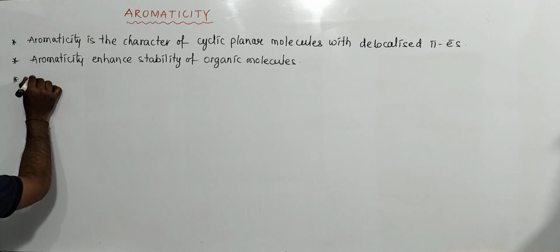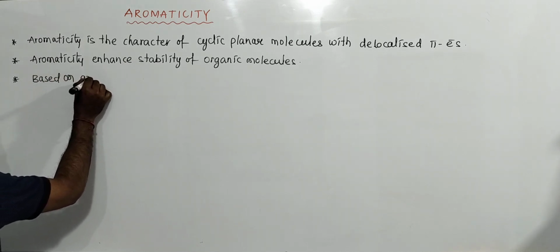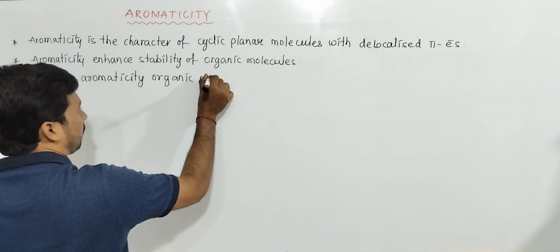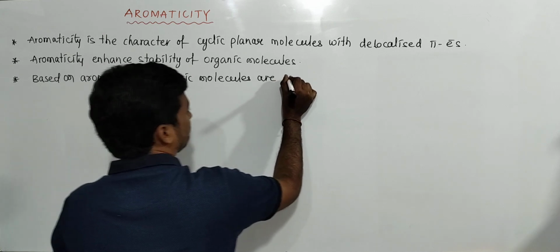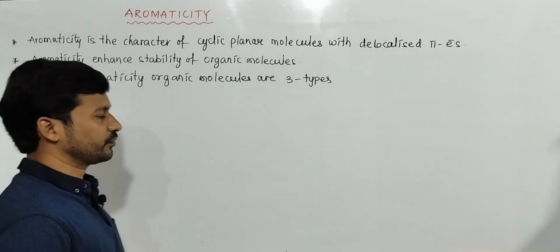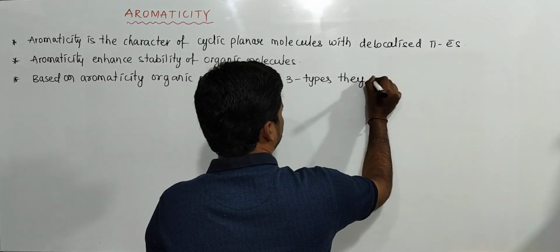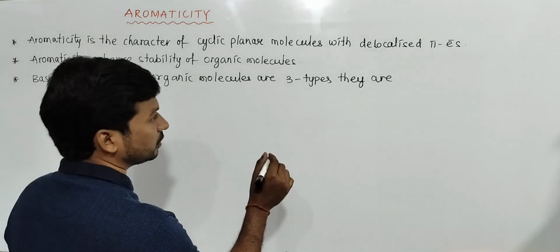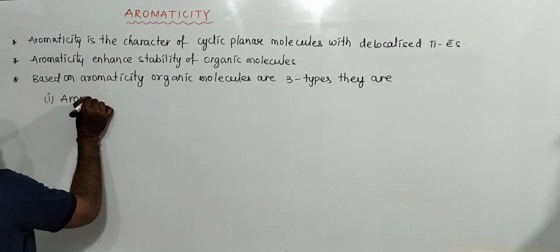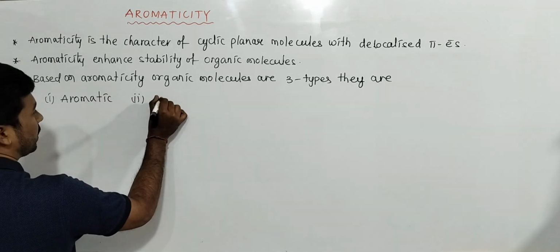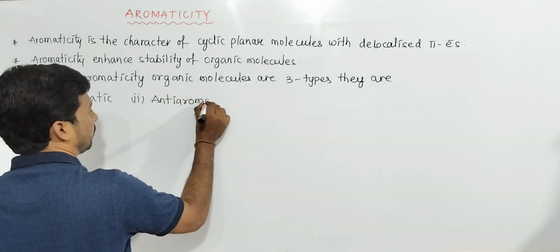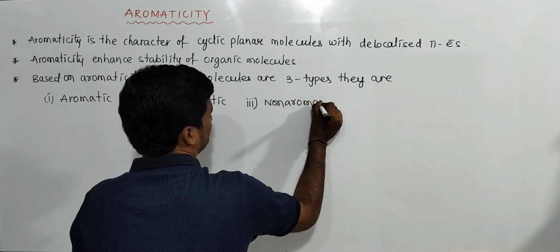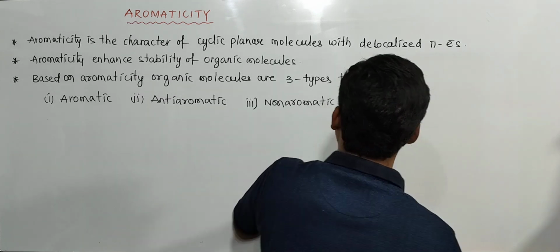Based on aromaticity, organic molecules are of three types. They are what? Aromatic, anti-aromatic and non-aromatic compounds. First, aromatic compounds. Second one, anti-aromatic compounds. Third one, non-aromatic compounds. Total 3. Okay.